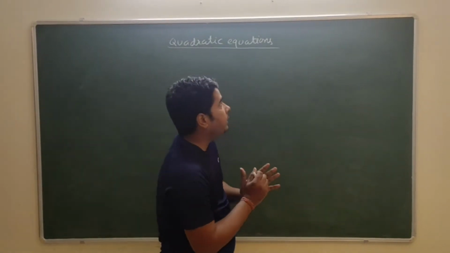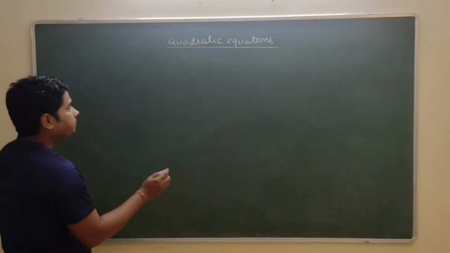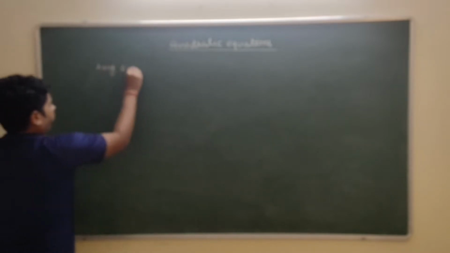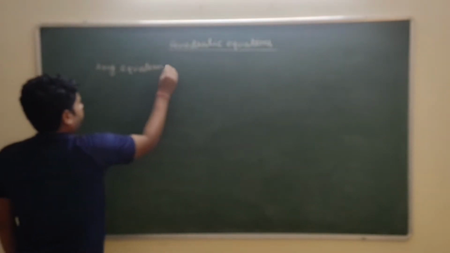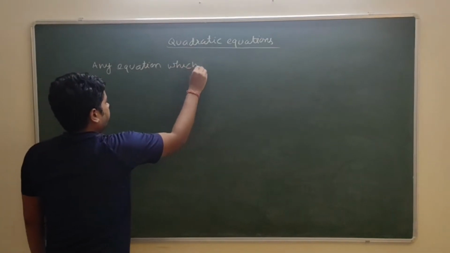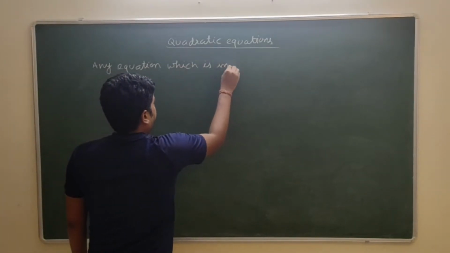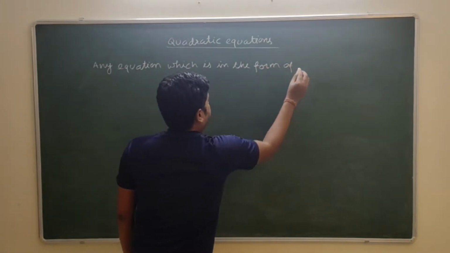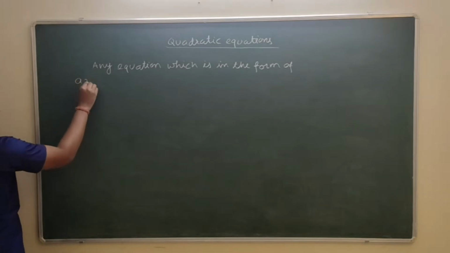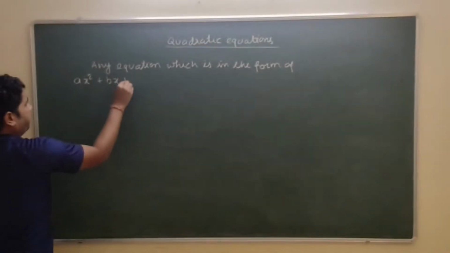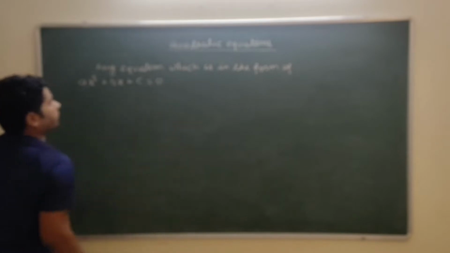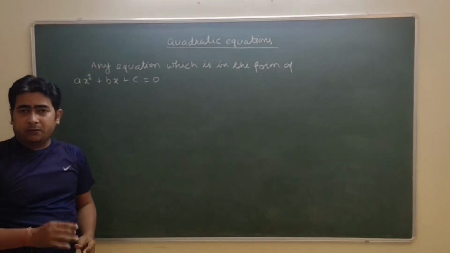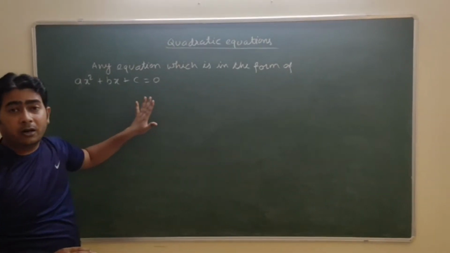Okay, so let me write the definition of a quadratic equation. It says any equation which is in the form of ax square plus bx plus c is equal to 0. This is the general form of a quadratic equation. Any equation which is in this form will be called a quadratic equation.